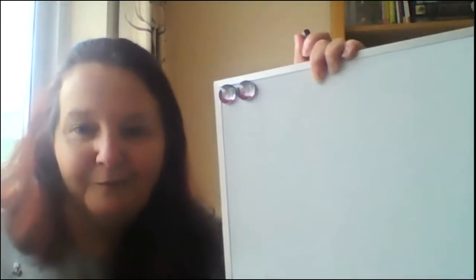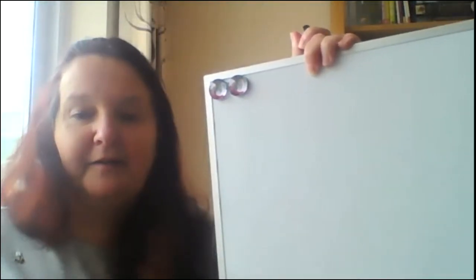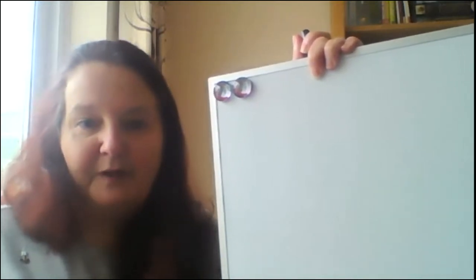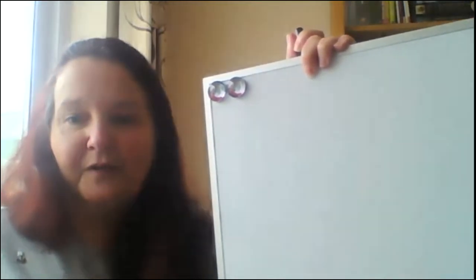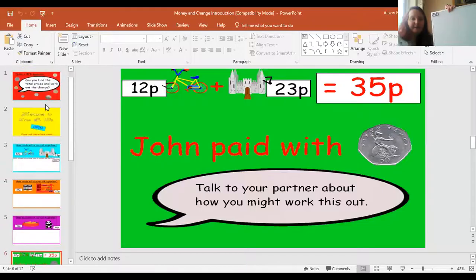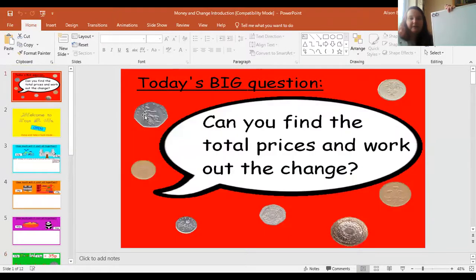Okay, how did you get on? Okay, very, very good. Right, now we're going to move on to what else we're going to do today. I'm going to share with you now a PowerPoint. Okay, let me go back to the beginning. Sorry. So we're going to find the total prices and work out change. Now that's 2 jobs to do today. So a total price is how much altogether, and the change is what you've got left.